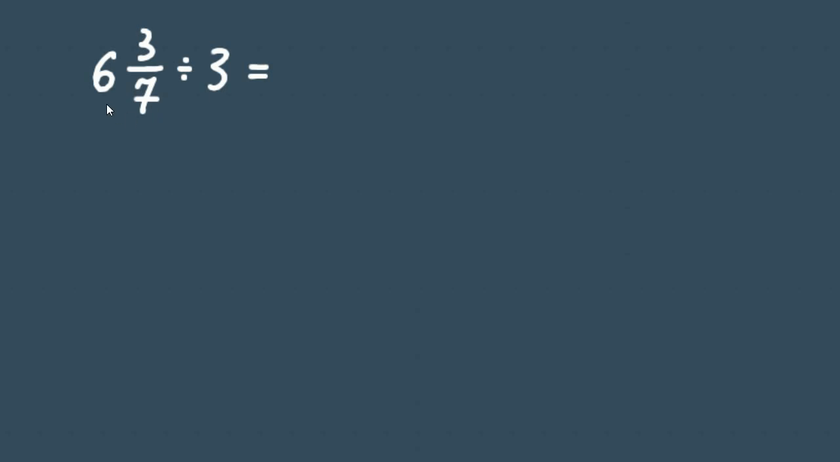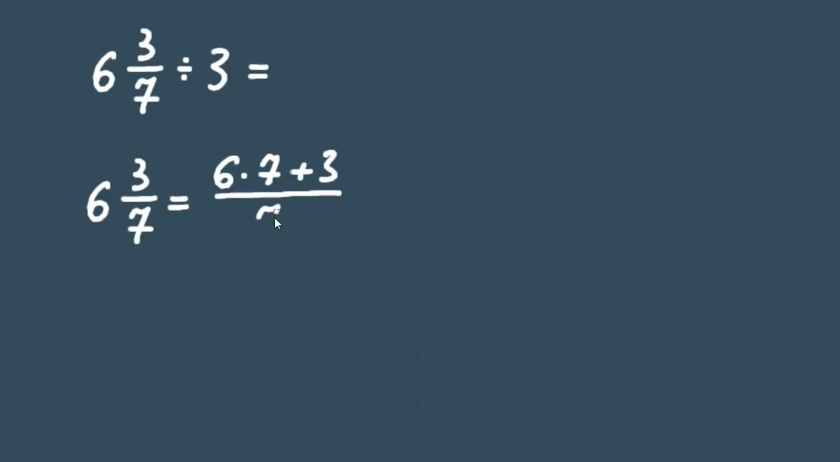To divide one mixed number by another, we need to represent these mixed numbers as improper fractions. Multiply the whole part of the number by the denominator and add the numerator. The denominator remains unchanged. Let me remind you, the number at the top is the fraction numerator. The number at the bottom is the fraction denominator. This is the whole part of the mixed number. So I get a fraction of 45/7.